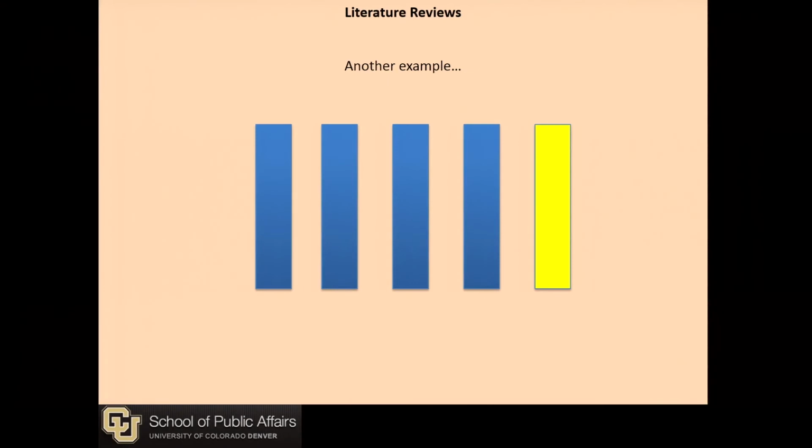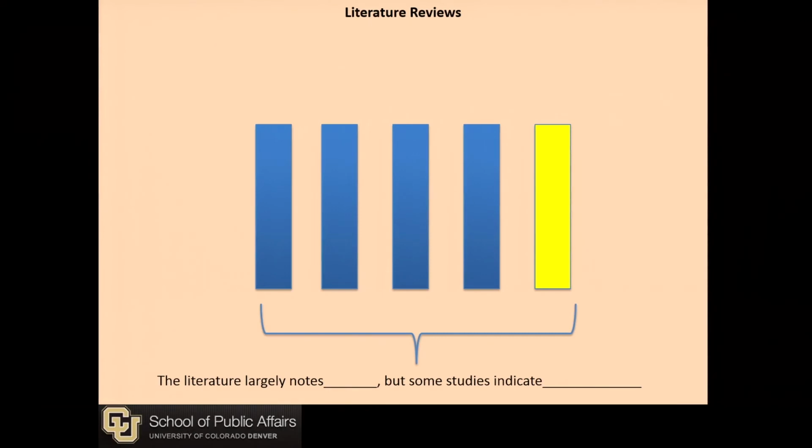Why am I using this to talk about a literature review? Because people always say, well, the literature doesn't seem to have agreement on certain topics. What if it seems to say this and it seems to say that? So what we can ultimately conclude about this is the literature largely notes blue, but some studies indicate this other thing. This is all about getting to these themes based upon these categories.